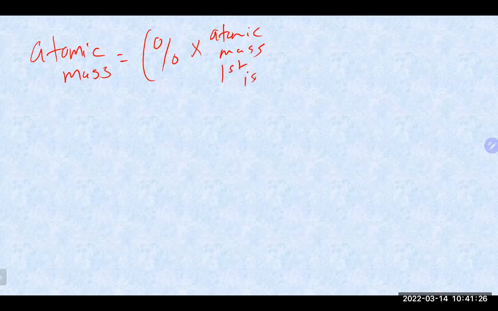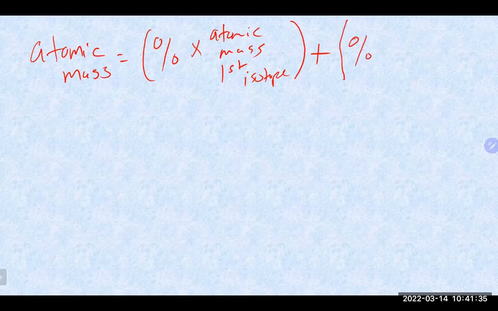You take the percent abundance, or sometimes it's called relative abundance, of the isotope. You times it by the atomic mass of like the first isotope. Then what you do is you add it, not multiply. Sometimes people always want to multiply here, but you're actually going to add it to the percent abundance, or how percent wise it occurs naturally, times the atomic mass of the second isotope.